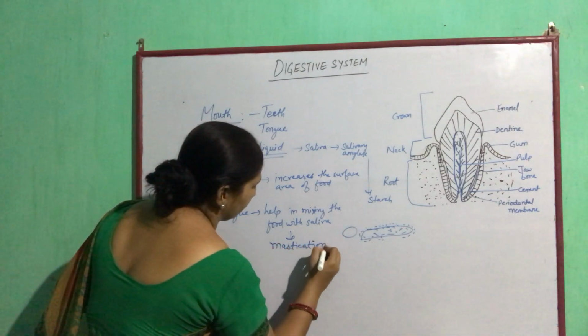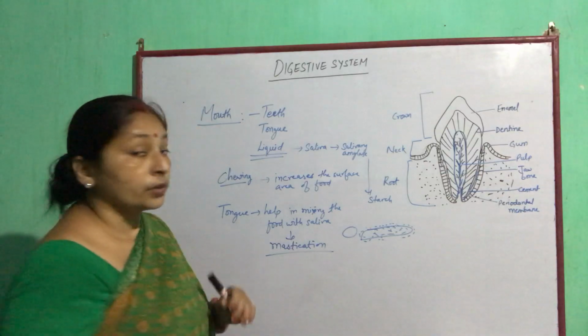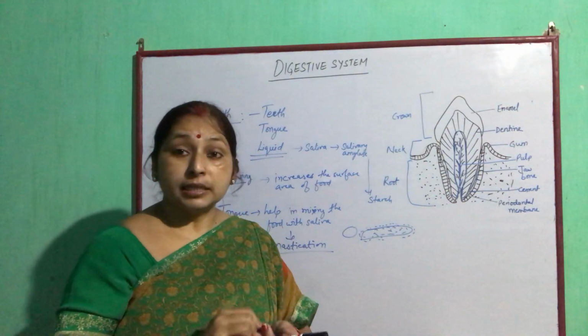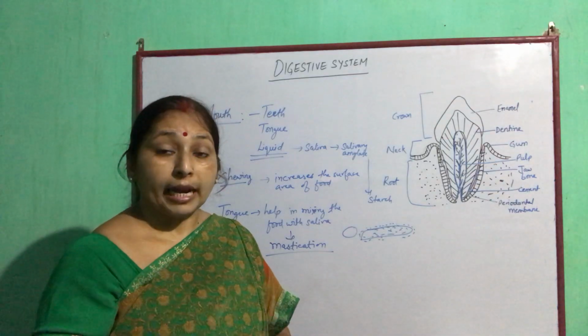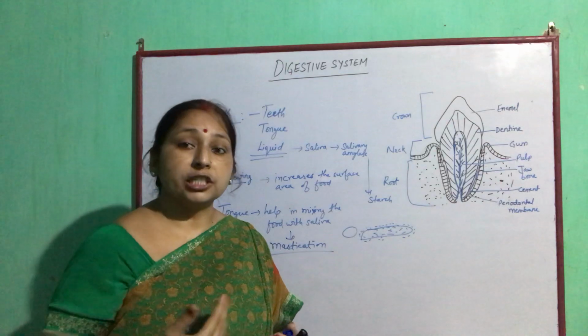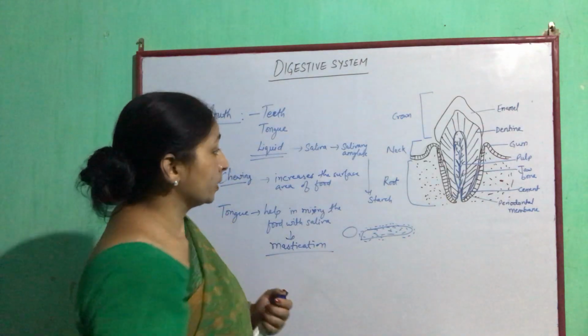M-A-S-T-I-C-A-T-I-O-N. Mastication of food with saliva. So this mixing of food is mastication of food with saliva, mixing it to activate the enzymes, or to help the enzymes to digest the food that we take in.